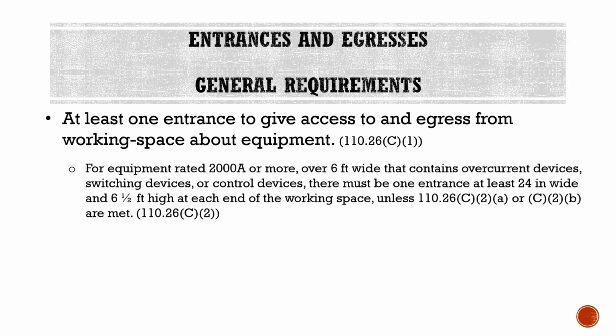Now, for equipment rated 2,000 amps or more that is over 6 feet wide and contains overcurrent devices, switching devices, or control devices, so an example of this would be a large 2,000 amp or higher rated piece of switchgear, there must be one entrance at least 24 inches wide and 6.5 feet high at each end of the working space, unless 110.26(C)(2)(a) or (C)(2)(b) are met. So in other words, if we have a really big piece of equipment that has certain types of parts in it, we need an access to and egress from at each end of the equipment, which makes sense.